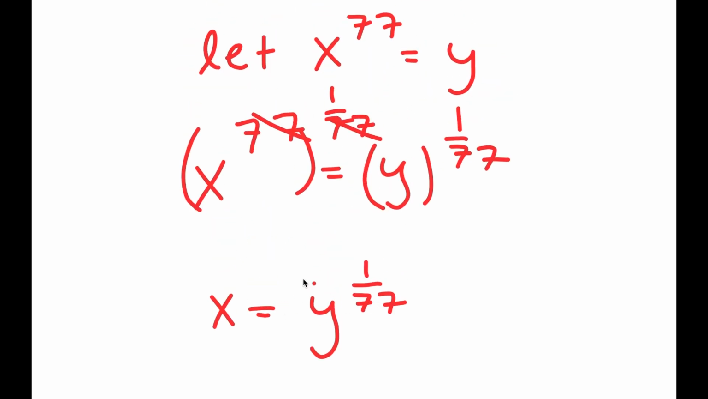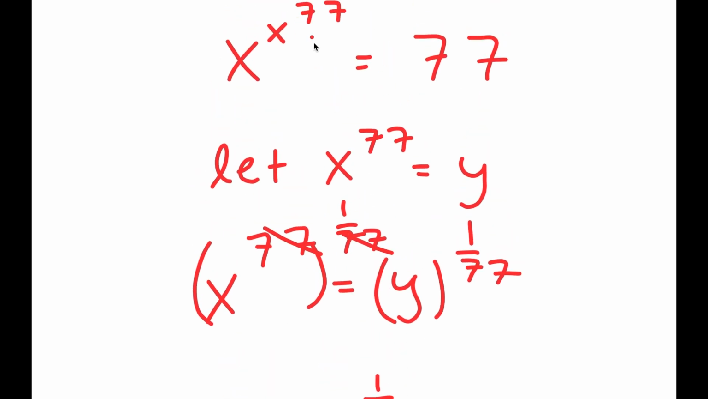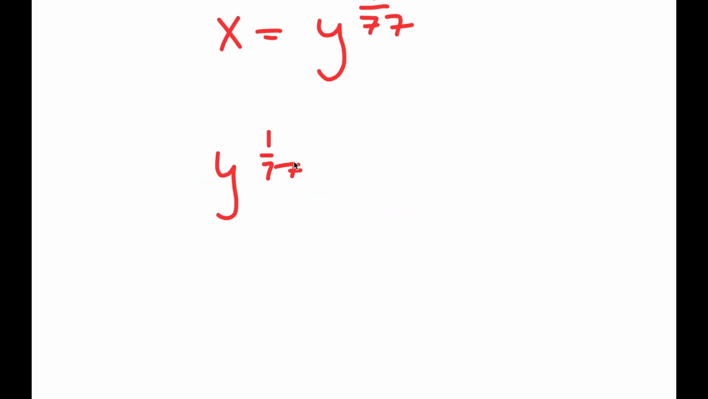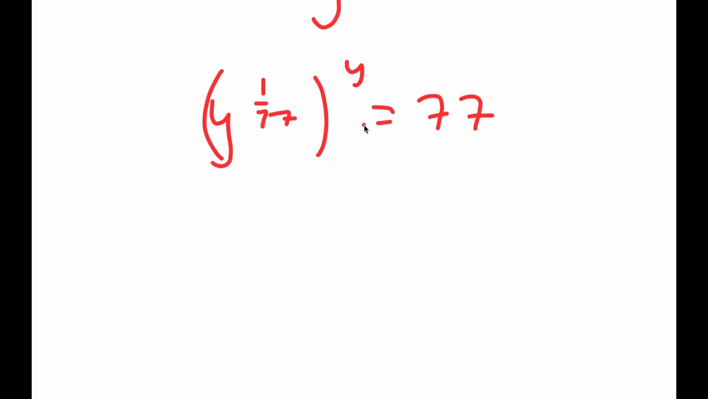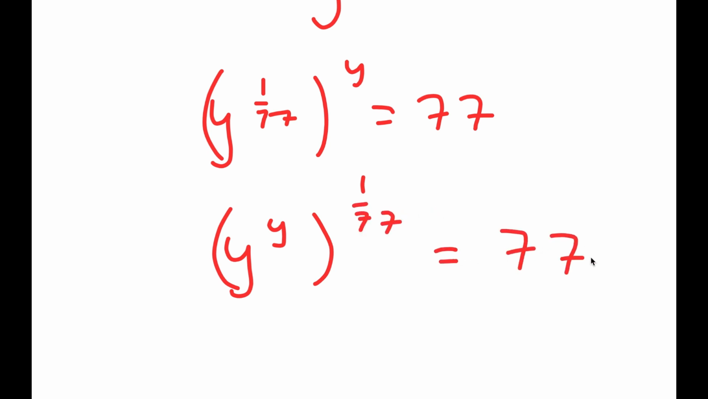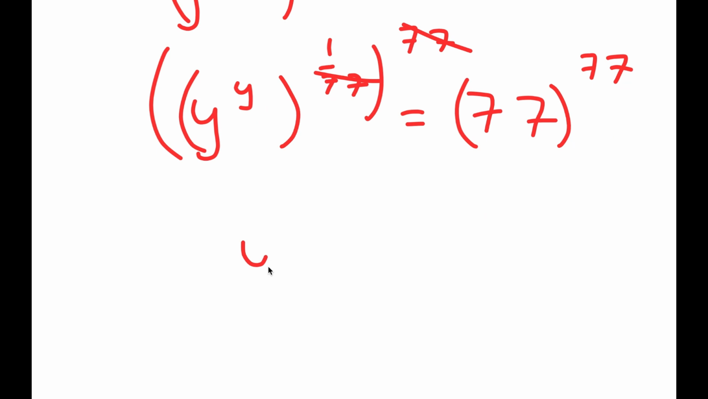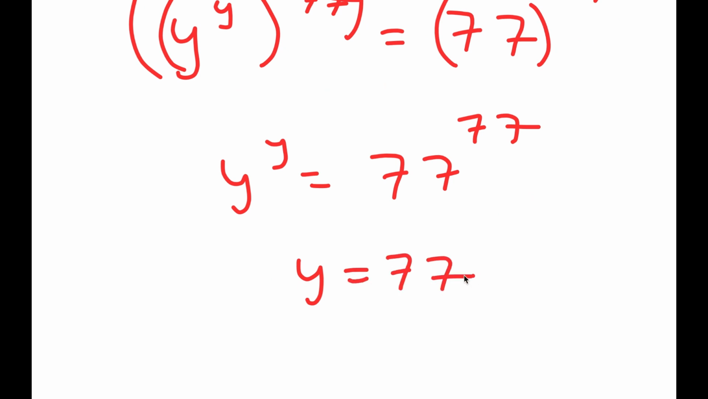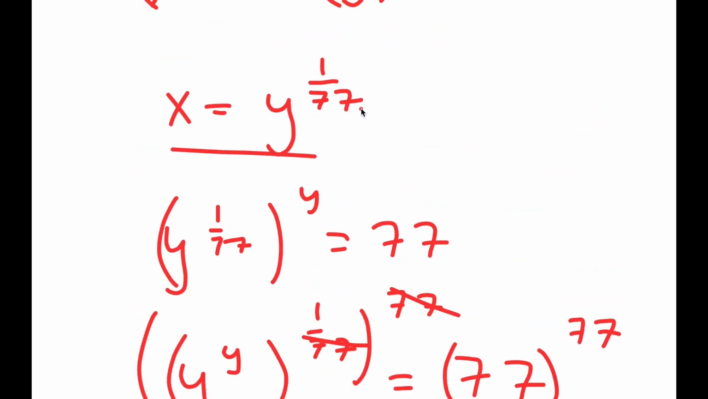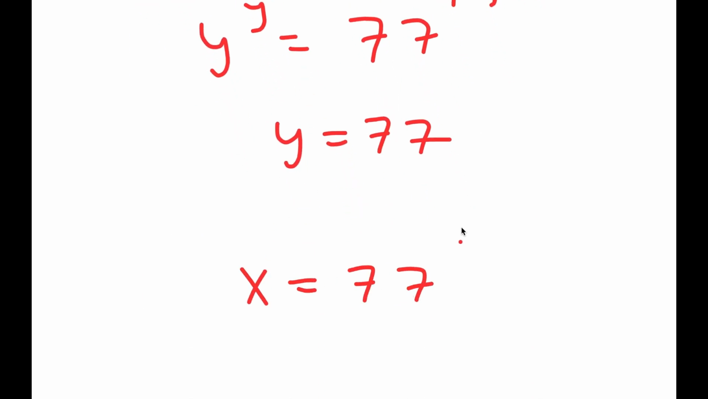Now, if x is equal to y to the power of 1 over 77, that means I can plug this in. So I get y to the power of 1 over 77 to the power of y is equal to 77. And this I can rewrite as y to the power of y to the power of 1 over 77 is equal to 77. Now I'm going to take the power of 77 on both sides. So these two cancel out, and I get y to the power of y is equal to 77 to the power of 77. And this means that y is equal to 77. So now knowing this, we know that x is equal to y to the power of 1 over 77, meaning x is equal to 77 to the power of 1 over 77.